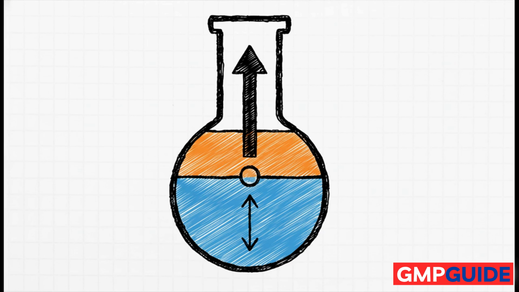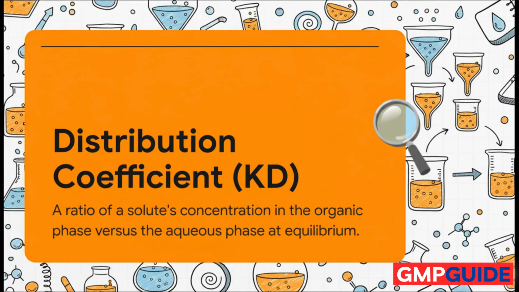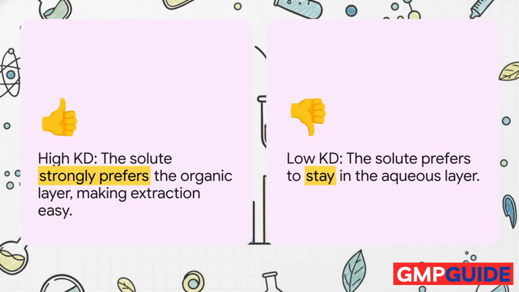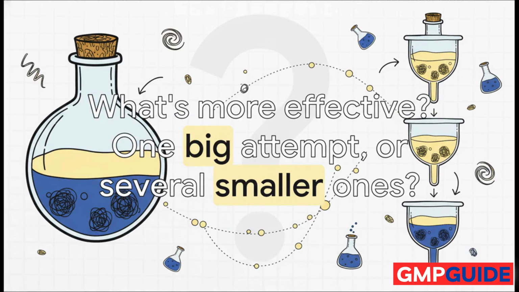So how does the solute decide which liquid to move into? Well, that preference is measured by something called the distribution coefficient, or KD for short. A high KD means the separation is going to be efficient. A low KD, much more difficult. Let's check out a real example to see which strategy really wins out.